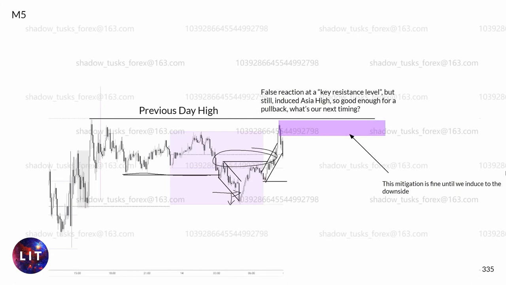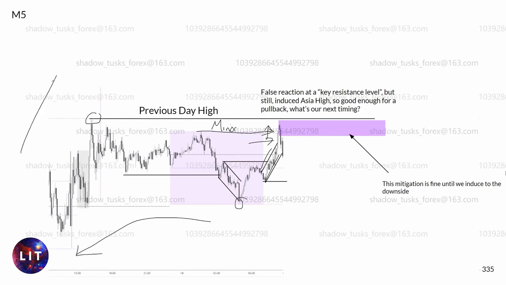So coming out of Asia, we induce Asia high. This is our minor inducement. Then you can see we have build up, inducement with vector candles, but we also know, okay, this is the previous day high, and what do we know? We're trading overall away from our inducement to the downside, not just this one, but also our major inducement. So realistically, we should be looking for buys.